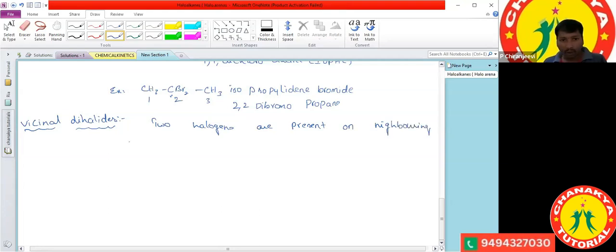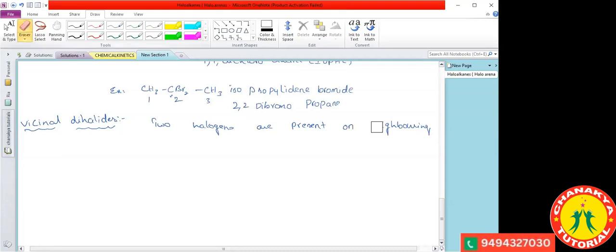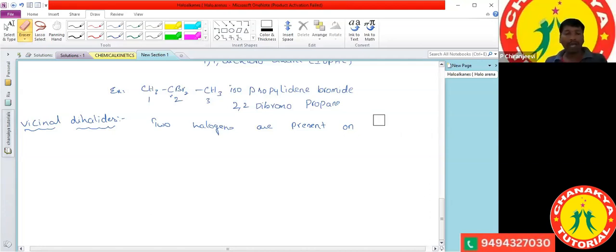Neighboring carbon atom or adjacent carbon atom, also we can write here. So the halogen should be the same, right? Yes, the two halogens have to be the same here. So when two same halogens are present on adjacent or neighboring carbon atoms, it is called a vicinal dihalide.